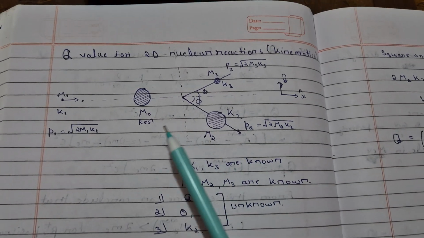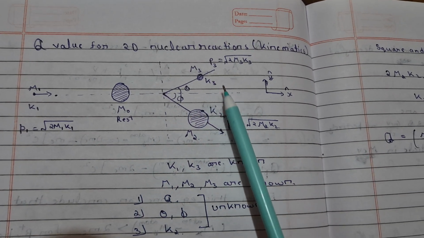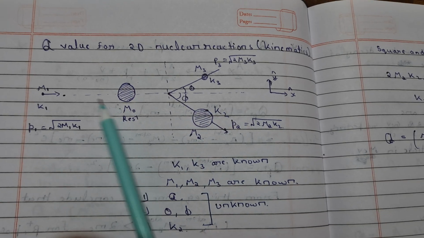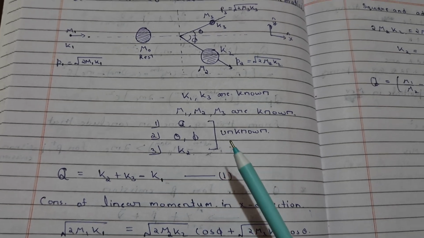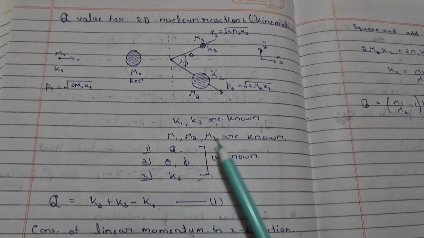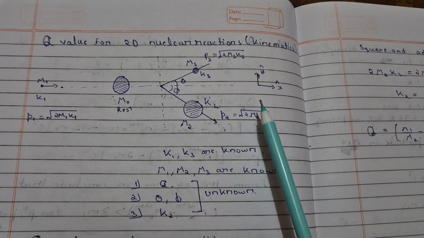Means Q value is simply the kinetic energy of K3 plus K2 minus the kinetic energy of the reactants. That is this, and this is 0 for this. So K2 plus K3 minus K1 will give your Q value. And now to find the angles, what do we do? We just take the conservation of linear momentum.